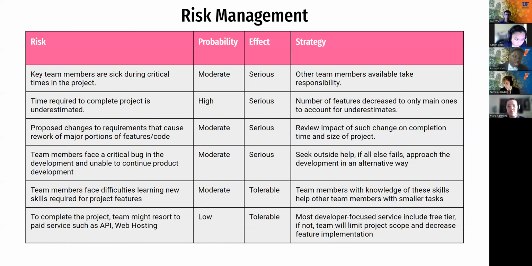Next one is team members face a critical bug in the development. This is also very important. We will also be using, I forgot the name of this, it's like SonarCloud or something, to analyze the code. So that's something that's going to help us find those critical bugs. Sometimes the bugs are easy to fix, and sometimes they're harder to fix. So that's also a serious issue that we would have to tackle.